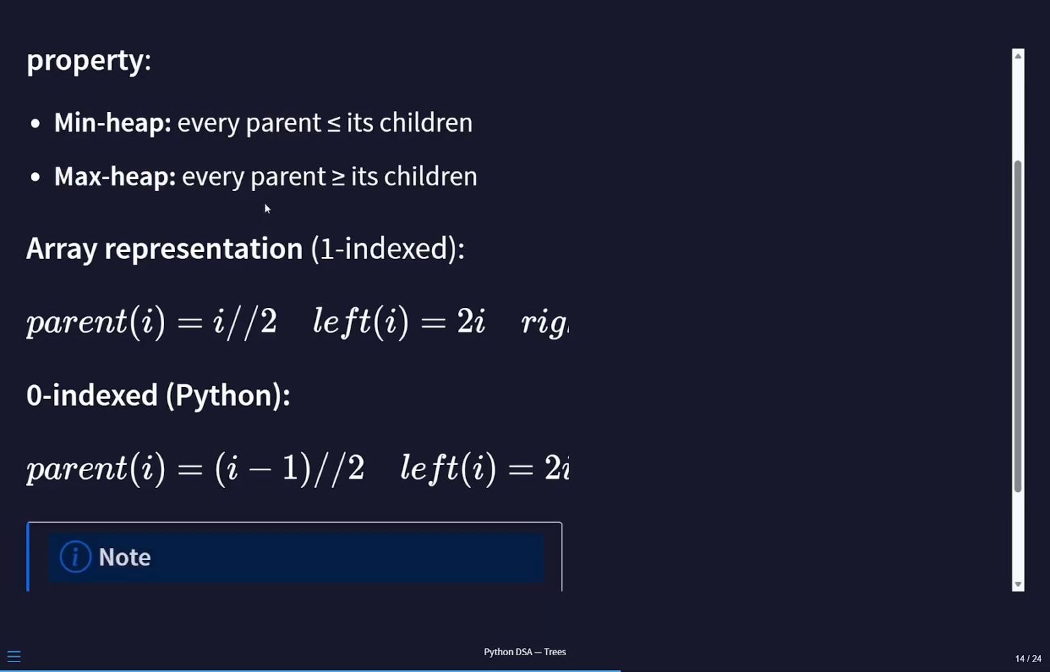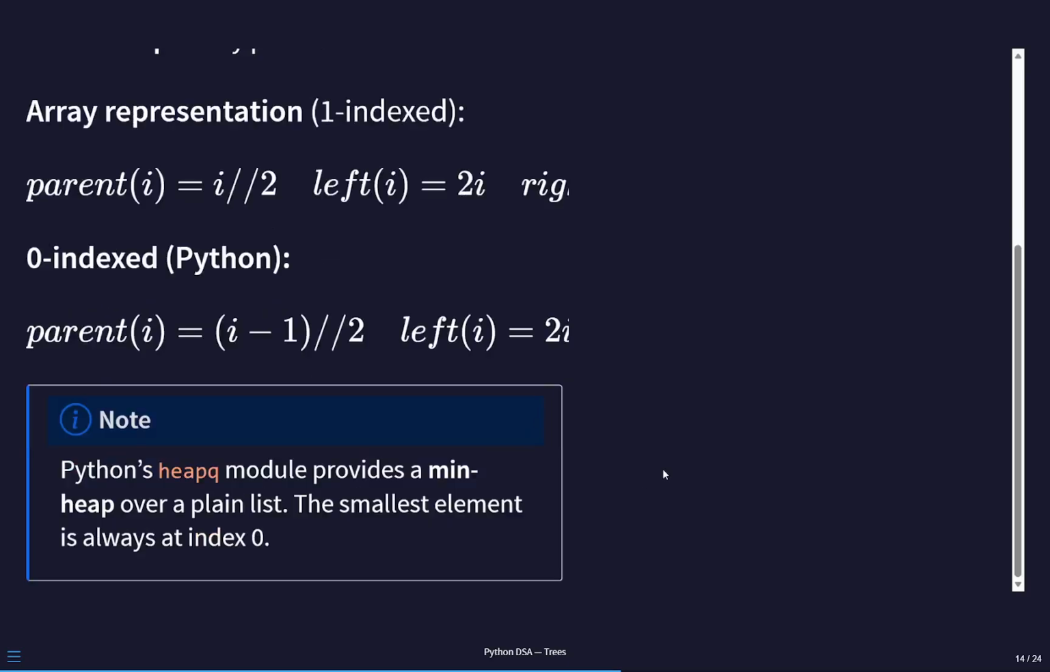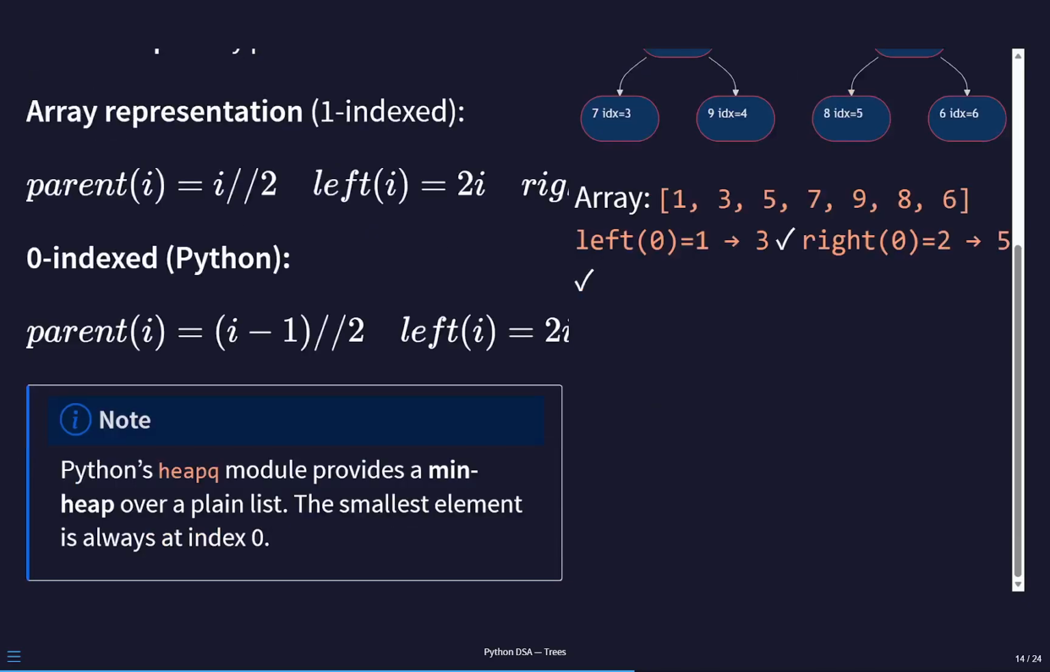Click. The array representation is the clever part. Because a heap is always a complete binary tree, there are no gaps in the level order layout. This means we can store the entire tree in a compact array with no pointers at all. The parent-child relationships are encoded in the indices themselves. For zero-indexed arrays, the parent of index i is at (i-1)//2. The left child of i is at 2i+1. The right child is at 2i+2.